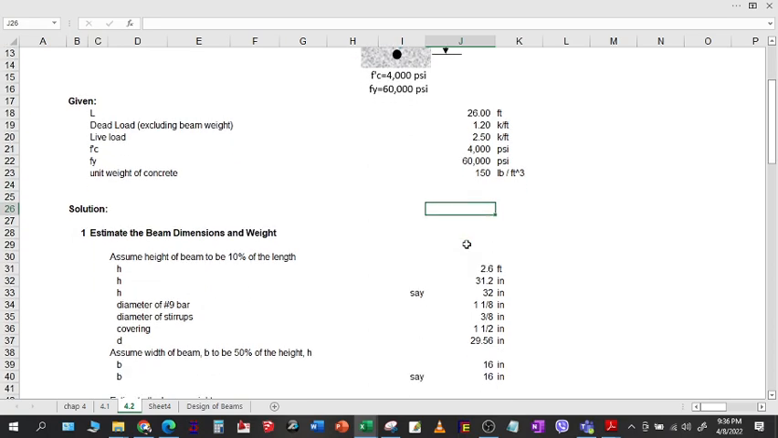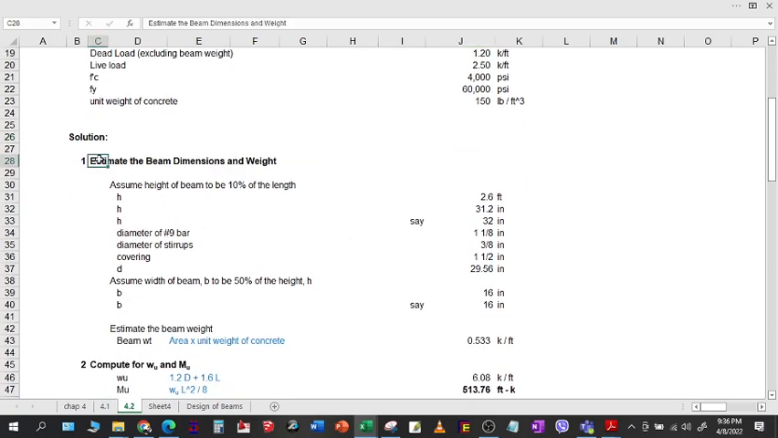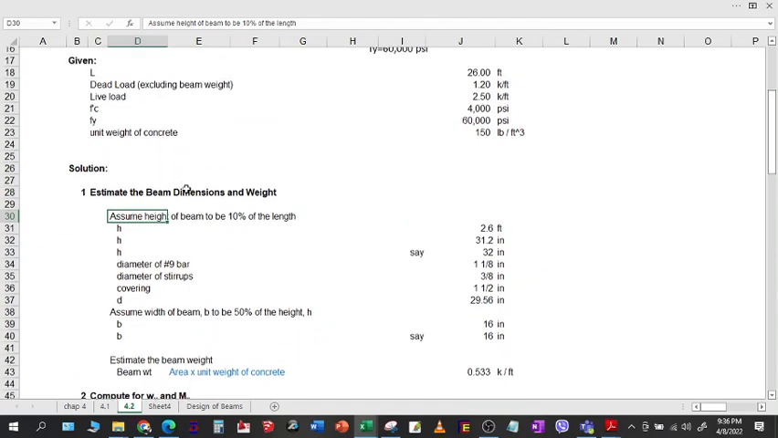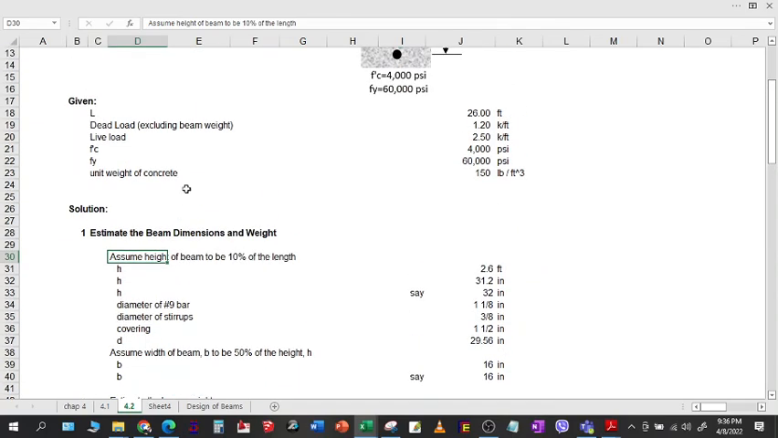Here's the solution. The first step is to estimate the beam dimensions and weight. Okay? So to estimate it, we have to assume that the height of the beam is 10% of the beam length. So the beam length is 26 feet. So 10% of that is 2.6. Okay? And then multiply it by 12 so that you can convert it into inches. So that will be 31.2.